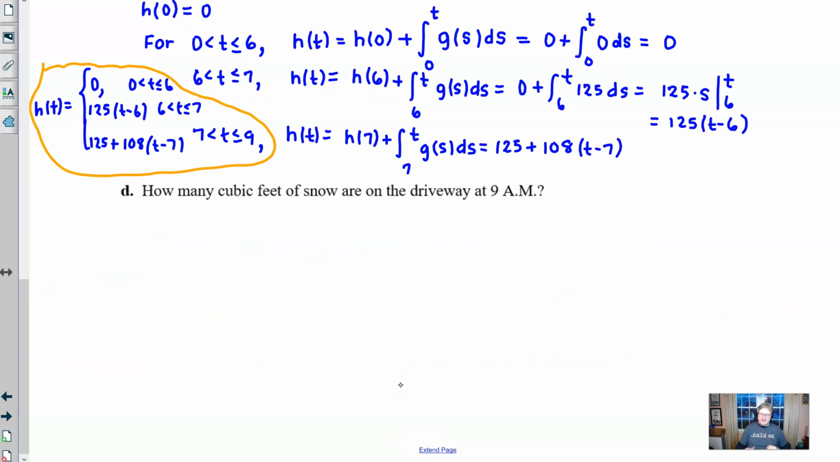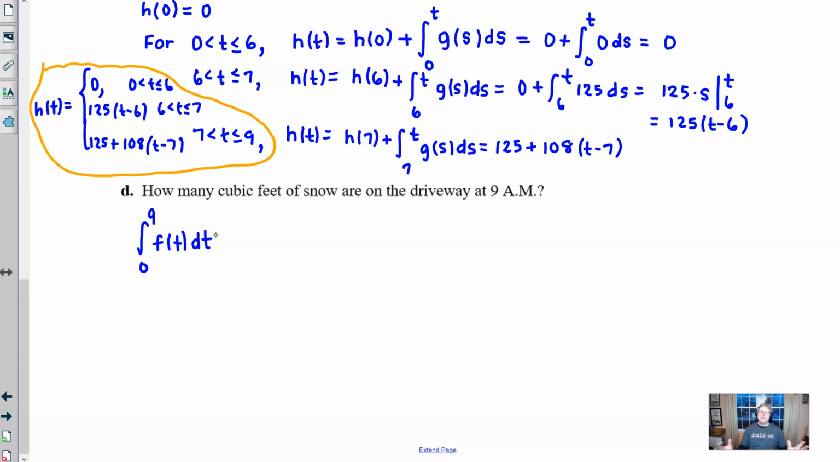All right, last part. How many cubic feet of snow are on the driveway at 9 a.m.? Fortunately, this one is not quite as bad, although it does borrow a little bit from the previous problem to at least an extent. So to get the total amount of snow at that particular time, 9, what we would do first of all is figure out how much snow has fallen. And that would just be the integration of the rate f from 0 to 9. And I think 9 o'clock is when it stopped snowing, if you recall from the stem of the problem.